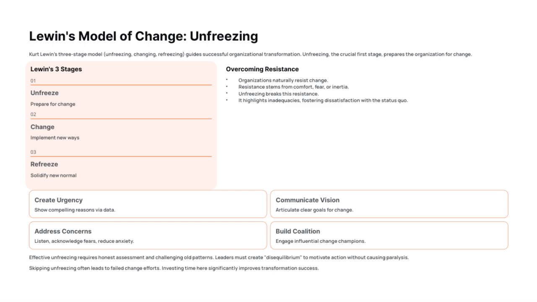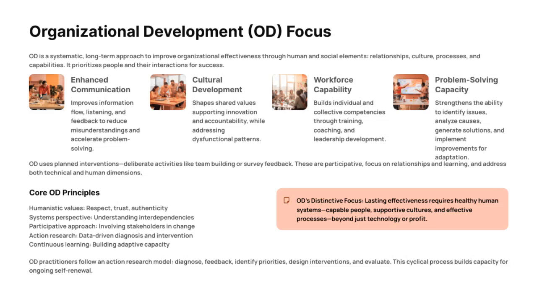This entire process aligns with Lewin's three-stage model, unfreezing, changing, and refreezing, which provides a clear roadmap for successful organizational transformation. The unfreezing stage is especially crucial because it prepares the organization for the upcoming change, setting the foundation for everything that follows. Now, let's take a closer look at the core of how OD practitioners approach change.